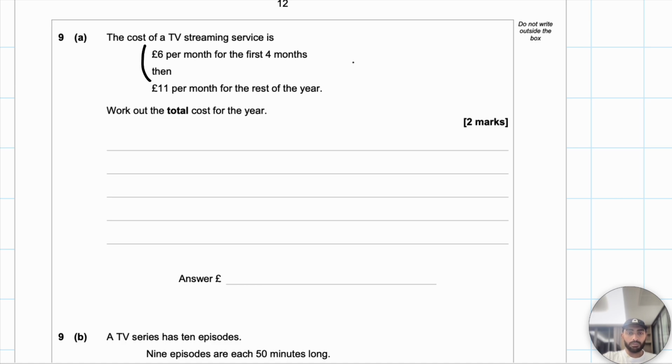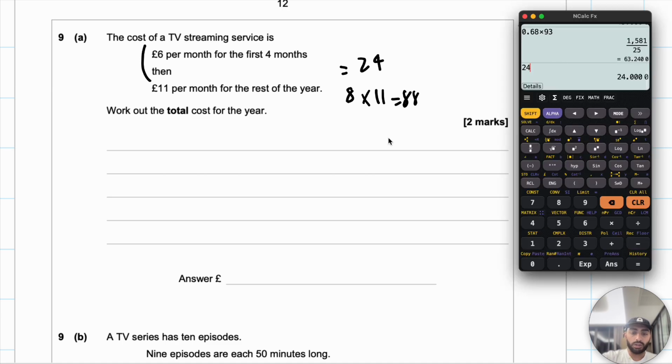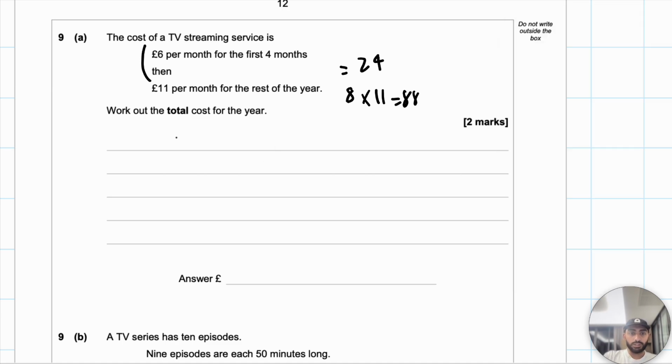£6 per month for the first 4 months. 6 times by 4 is equal to 24. £11 per month for the rest of the year. So how many more months are there? There's 12 months in a year. 12 take away 4 is 8. Times by, it costs £11 per month, so 8 times 11 is 88. Now I just need to add these two together. 24 add 88, which gives me 112.